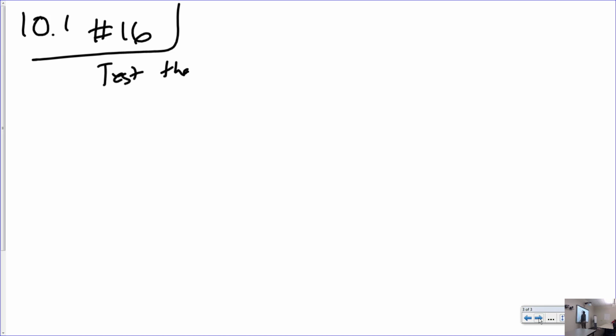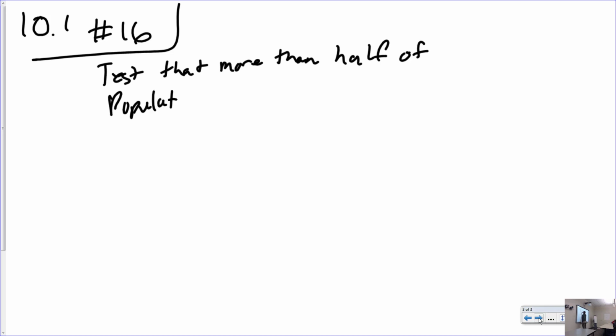Test that more than half of the population wants this or something like that? Yeah, the majority wants a road, right? Or a bypass around the road. We all want a bypass around the road. Come on. So what do they want to have? What do they want to show in order to build this road?